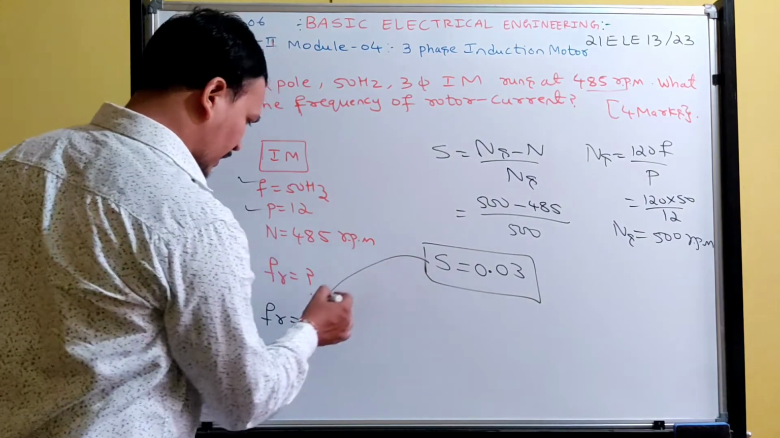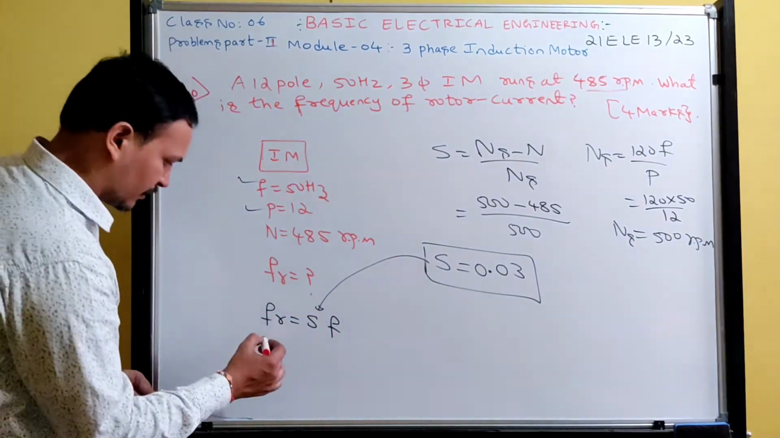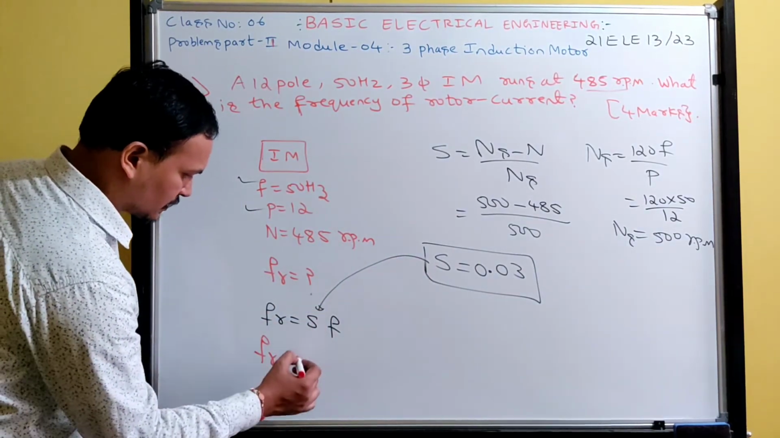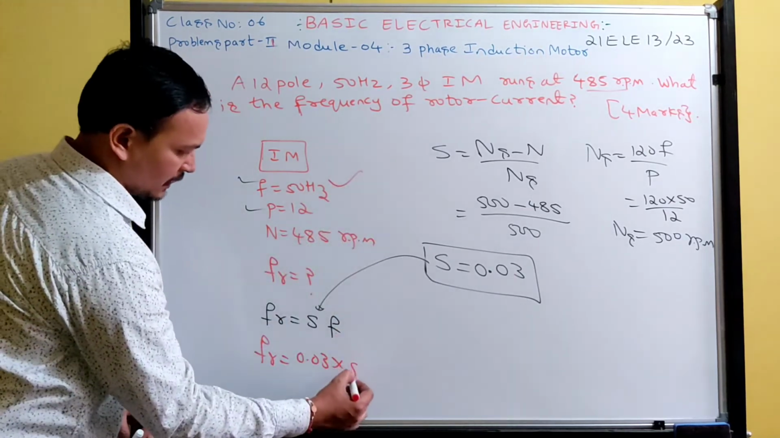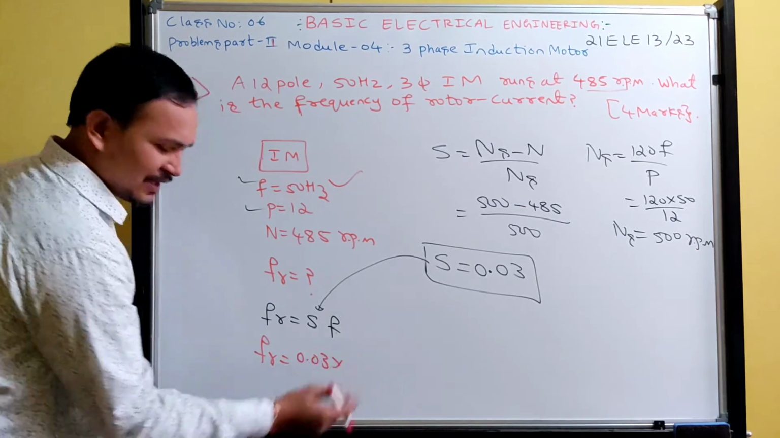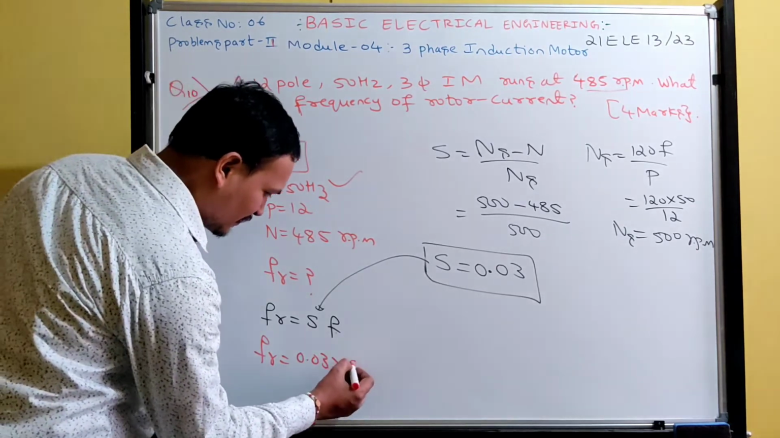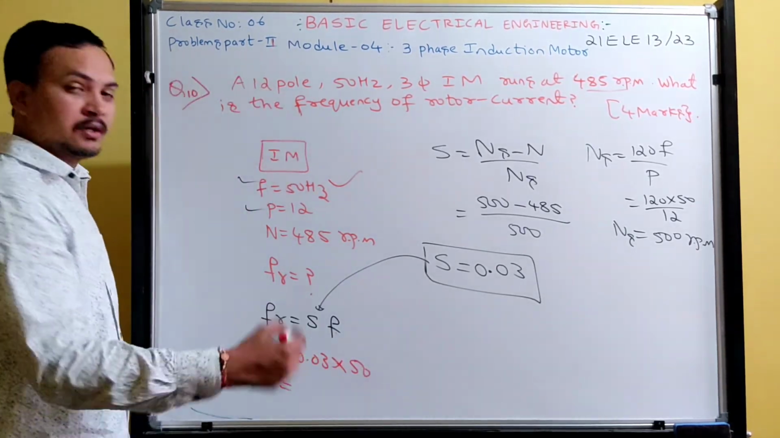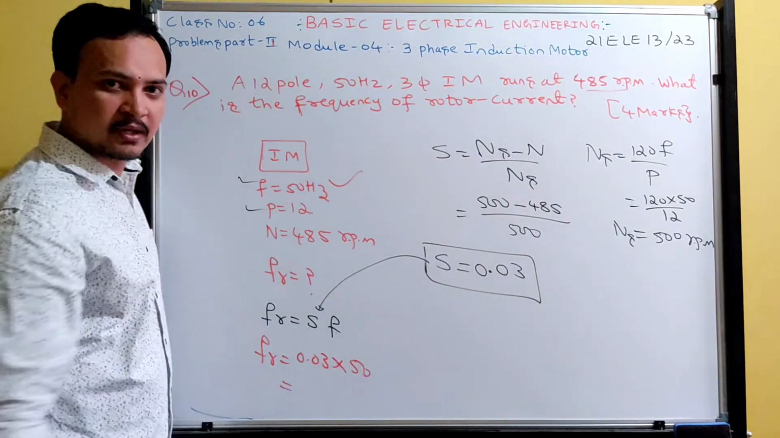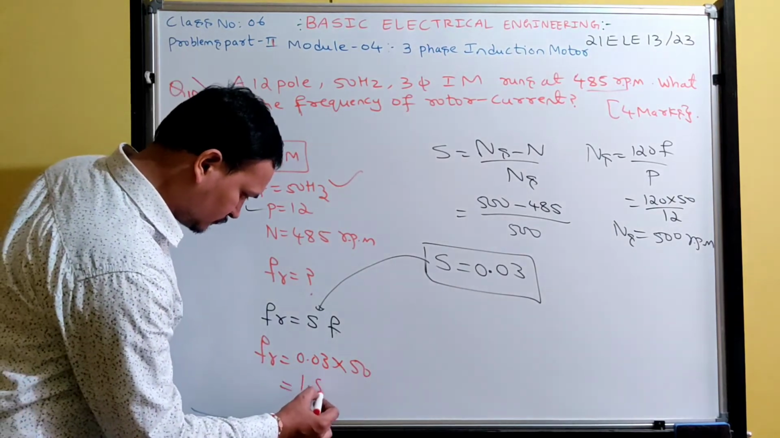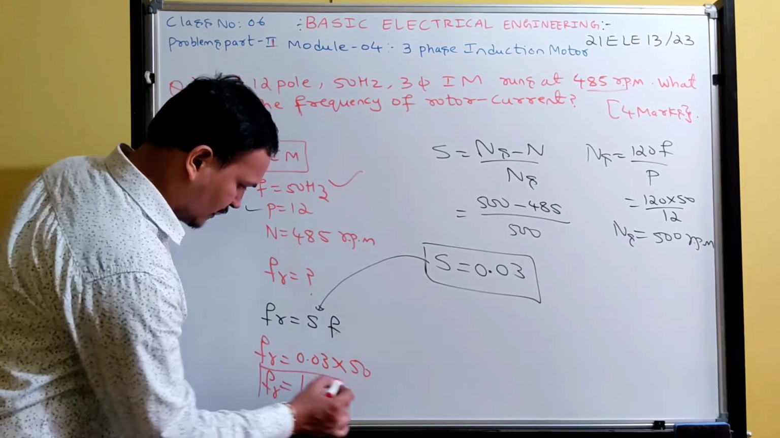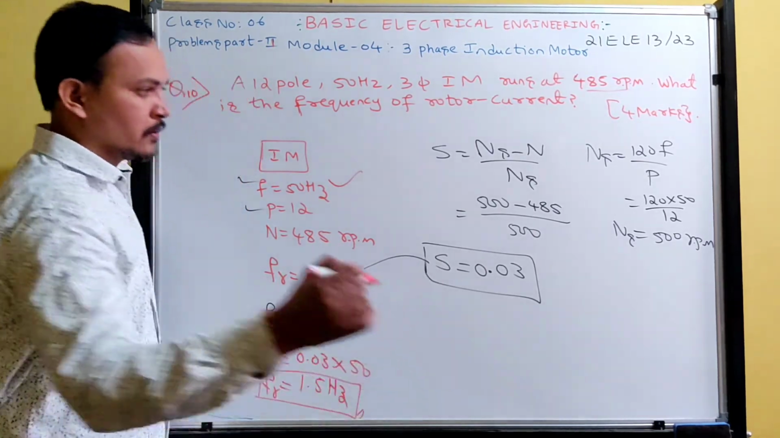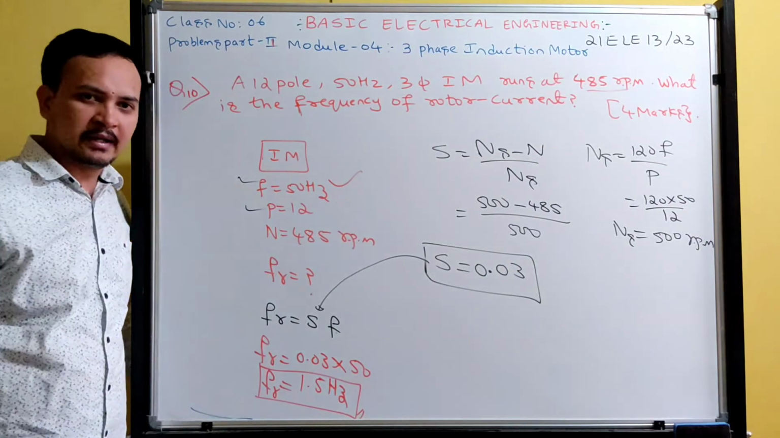Now take the slip and put it here. Calculate FR. FR is equal to, what is the slip? 0.03. What is the supply frequency? 50 hertz. Okay, let me write neatly. So 50 into 0.03, 5 3 is 15, 1.5 hertz. So rotor frequency is how much? 1.5 hertz. Guys, pause the video and then copy down neatly.